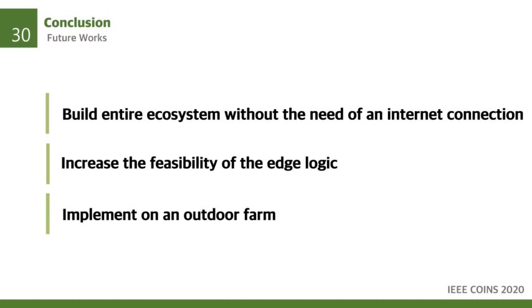However, this study still has its weaknesses. Managing the LoRa gateway using TTN Cloud resulted in the prerequisite of an internet connection. And since the quality of internet connection outdoors is not guaranteed, an idealistic irrigation system should be able to perform under any circumstances. Therefore, the goal of our future work is to build an entire ecosystem without the need of an internet connection.